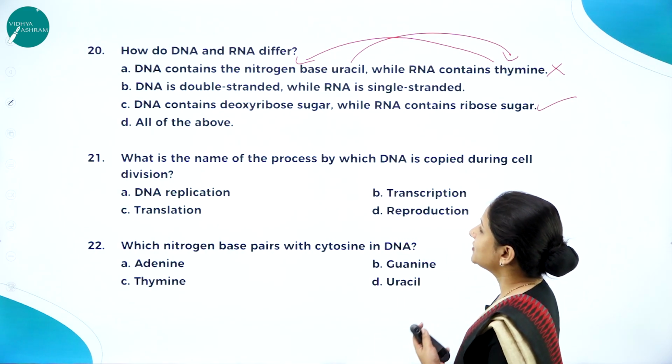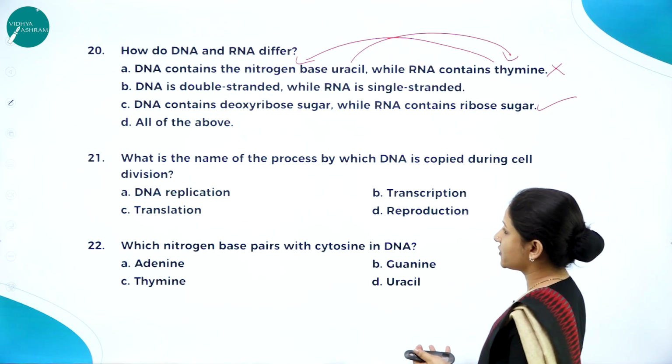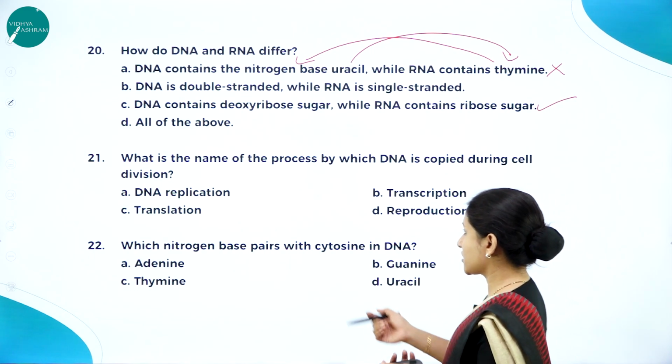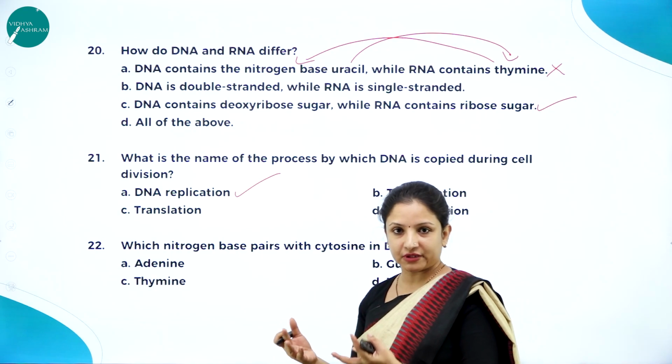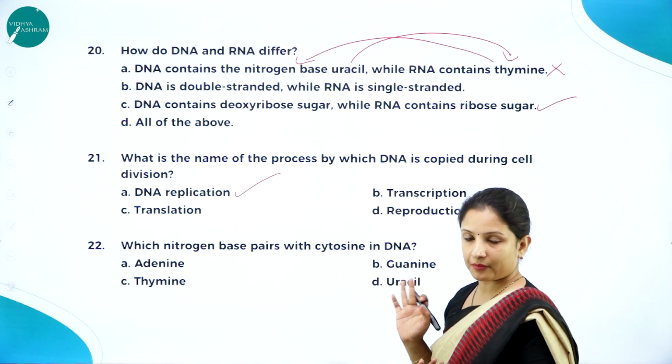Next question, what is the name of the process by which DNA is copied during division? Is it called replication, transcription, translation, reproduction? It is called replication. Replica means producing a copy of something. So here a copy of the DNA is produced. It's called DNA replication.